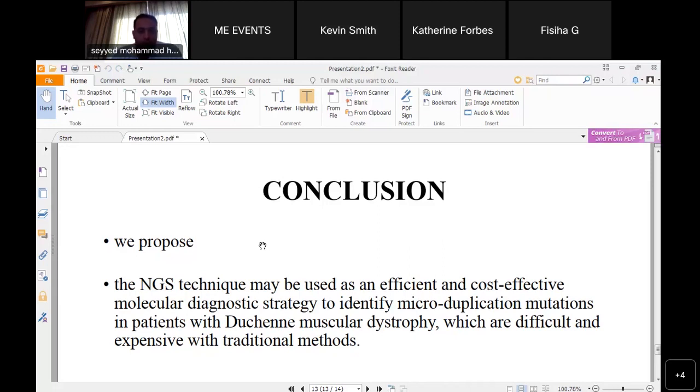With this work, we propose that the NGS technique may be used as an efficient and cost-effective molecular diagnostic strategy to identify microduplication mutations or all small mutations in patients with Duchenne muscular dystrophy, which are difficult and expensive to find with traditional methods.